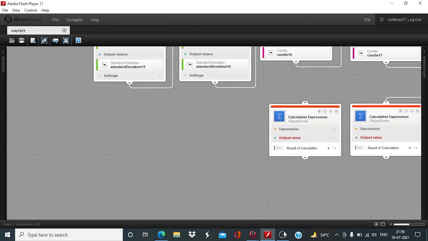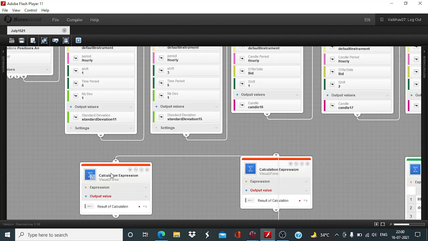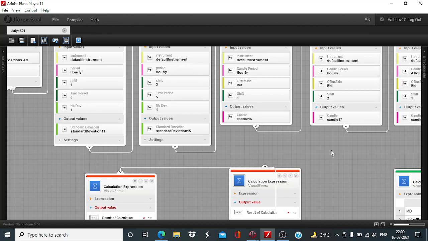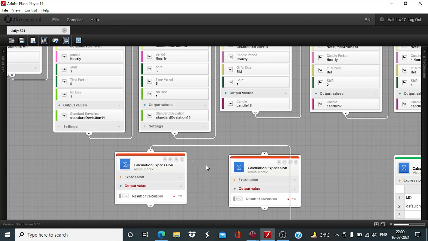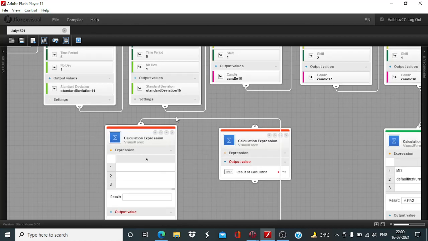We will take the standard deviation 15, which is the value for the hourly candle which has closed 3 hours back, and multiply it with 2.